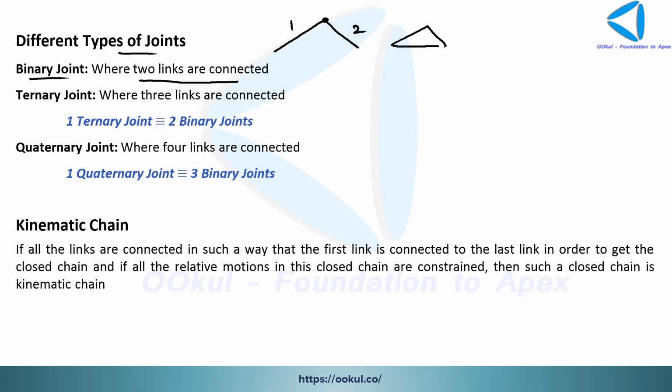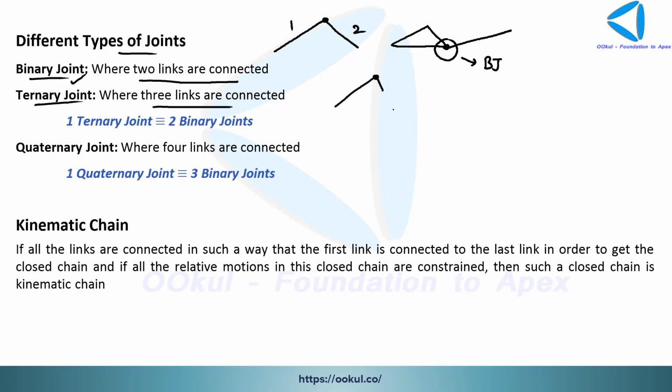But suppose we have one link as a ternary link and another one as a binary link, still this is a binary joint only. Okay, please don't get confused. Binary joint means where two links are connected irrespective of the type of link, whether the links are binary, ternary, quaternary, whatever. If two links are connected at one place, that joint is known as your binary joint.